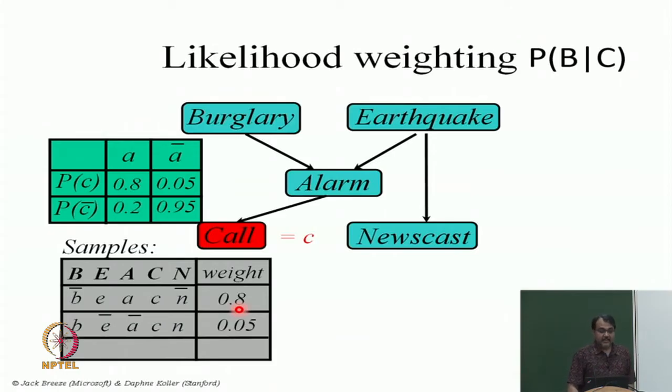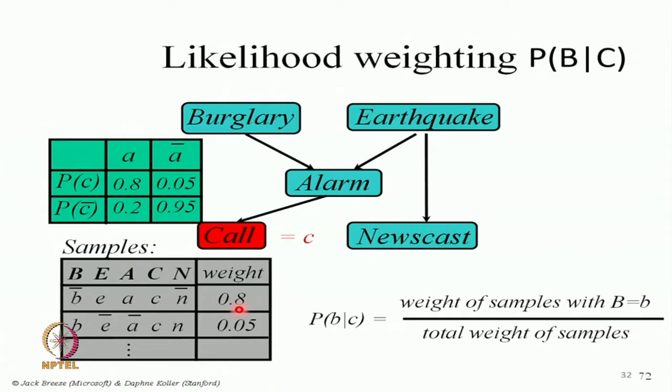And then eventually we are going to say probability B given C is the total weight of samples where B is true divided by the total weight of all the samples. So, this is the weighted average. Not each sample is equally important.